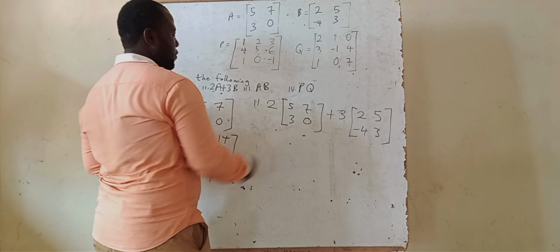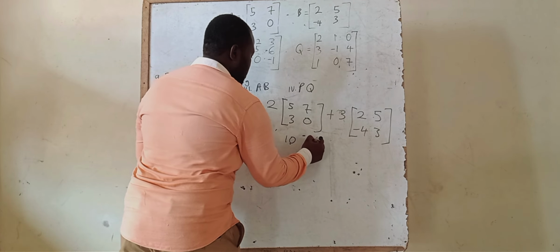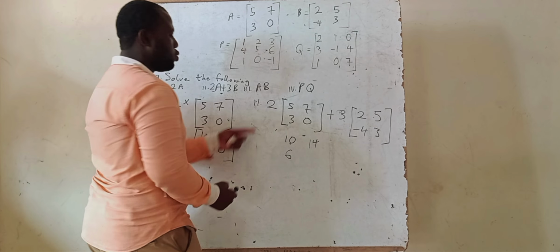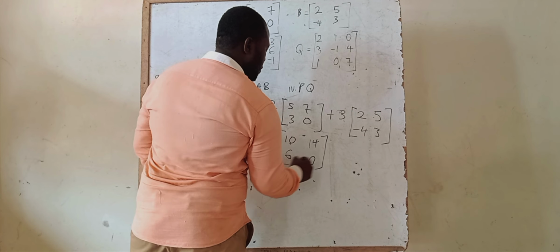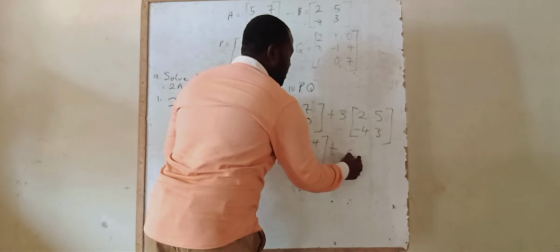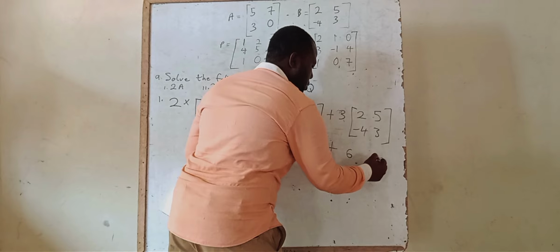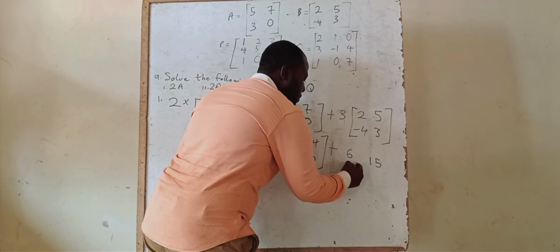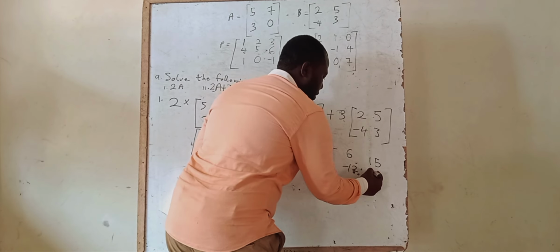2 multiplying 5 will give us 10. 2 multiplying 7 will give us 14. 2 multiplying 3 will give us 6. 2 multiplying 0 will give us 0. We bring our addition sign. 3 multiplying 2 will give us 6. 3 multiplying 5 will give us 15. 3 multiplying -4 will give us -12. 3 multiplying 3 will give us 9.